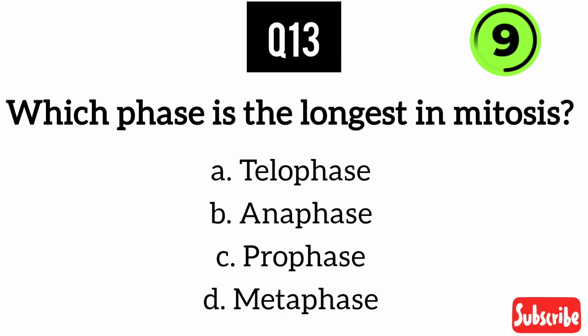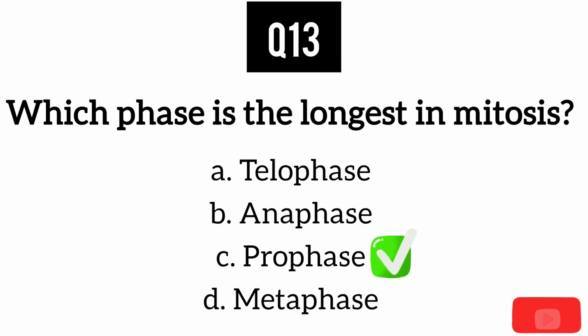Question 13. Which phase is the longest in mitosis? A. Telophase, B. Anaphase, C. Prophase, D. Metaphase. The correct answer is prophase. Prophase is the longest mitosis phase, where chromosomes condense and the spindle forms.